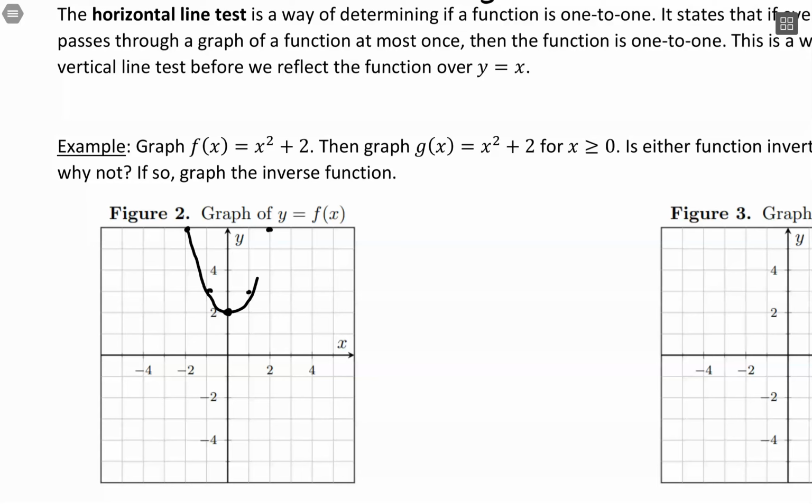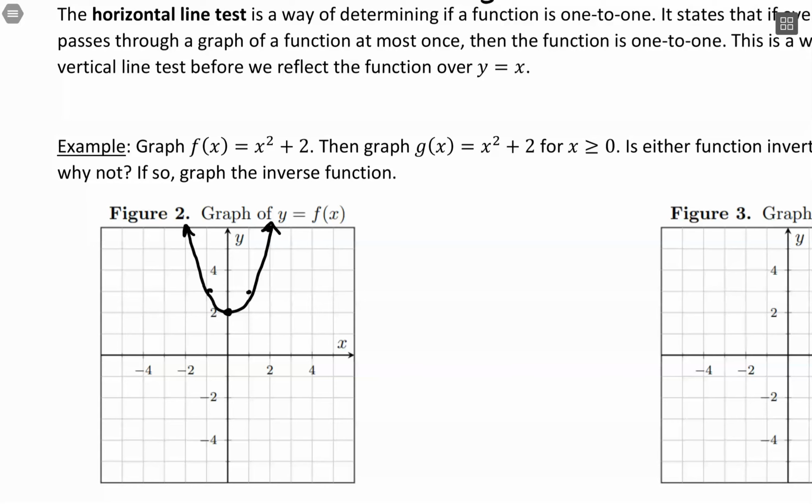So here's my parabola. Something we can notice here is we're going to fail the horizontal line test, which is going to tell me that the function is not one-to-one, which means it's not invertible. So those are some pieces I'm getting here.